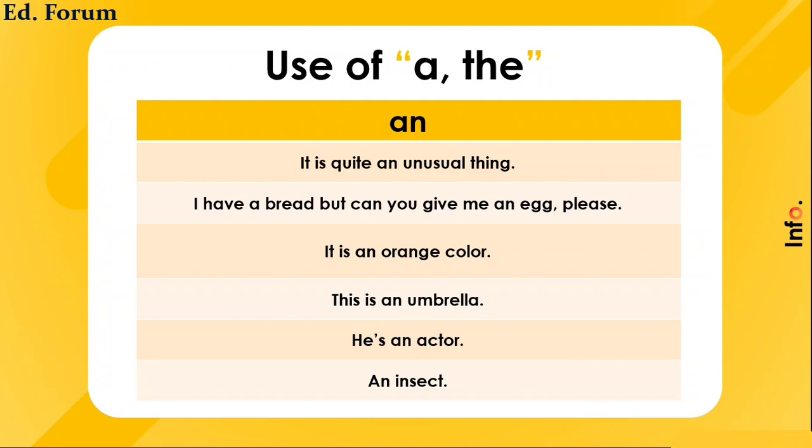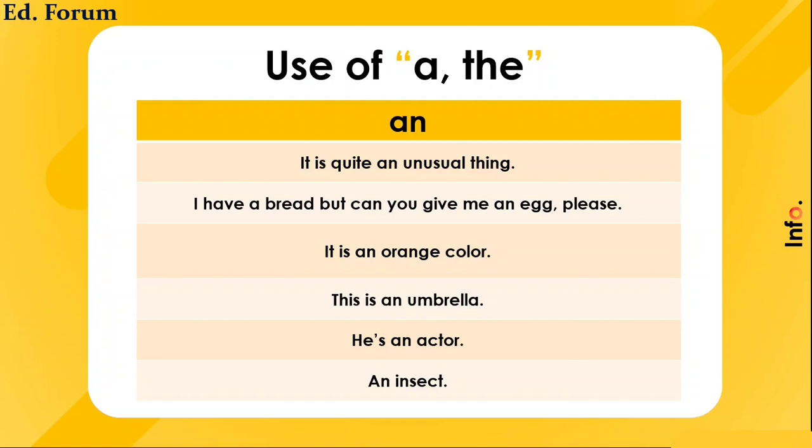I have a bread, but can you give me an egg, please? An egg, please. I'm talking about a general thing and it's singular as well, so I'm putting an over here: an egg. Okay? It is an orange color.